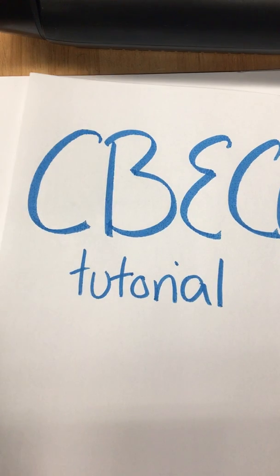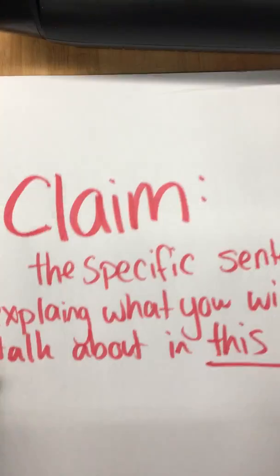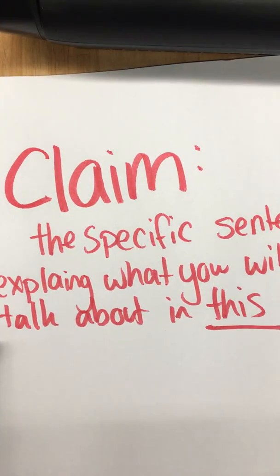I am going to color code the pieces as we go through so that they're easier to see when we look at examples. So the first one we have is the claim. And the claim is the specific sentence explaining what you will talk about in this paragraph. Now the claim is different than your thesis because your thesis is for the whole paper. So you might have 3 or 4 claims that are supporting your thesis.